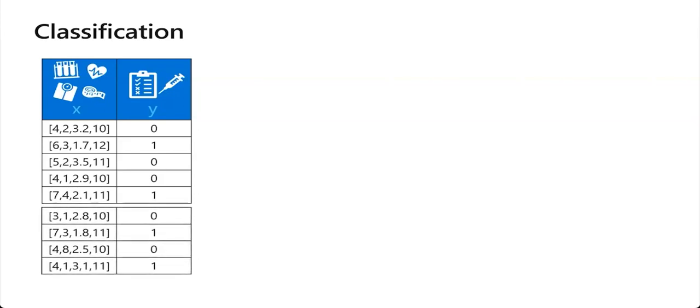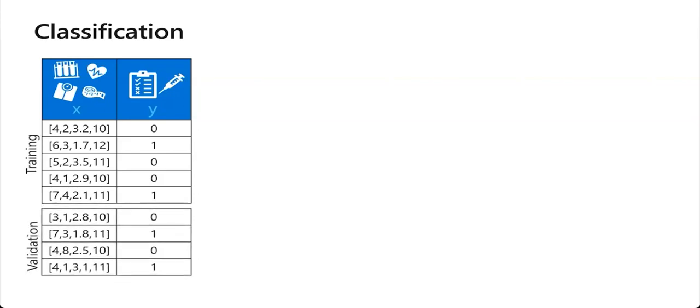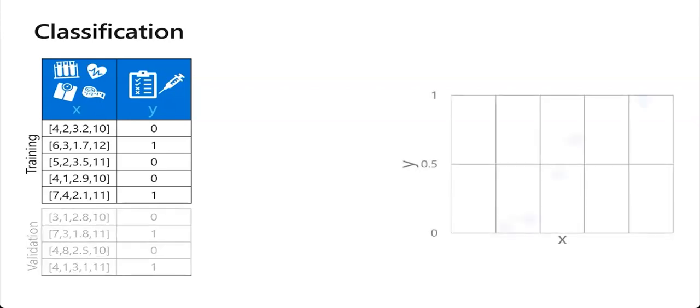But first, let's do the same as with regression. We're going to split the data up into a training set and a validation set. Training set to train our algorithm, and a validation set to validate the algorithm. We're also going to plot these values on a line. On the horizontal axis, we've plotted the features, and on the vertical axis, we plotted the Y, the outcome variable, or whether a person does or does not have diabetes.